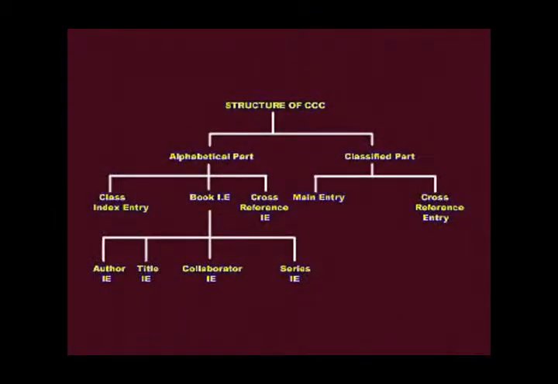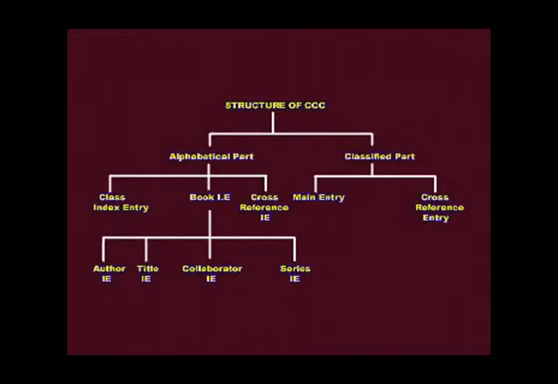Nature of the Classified Catalog. Classified Catalog consists of 2 parts, classified part and alphabetical part. Classified part contains call number or class number entries. It is also known as number entry. The entries are arranged in a definite logical order by their call number or class number. Hence, they serve as a classified or systematic subject catalog.